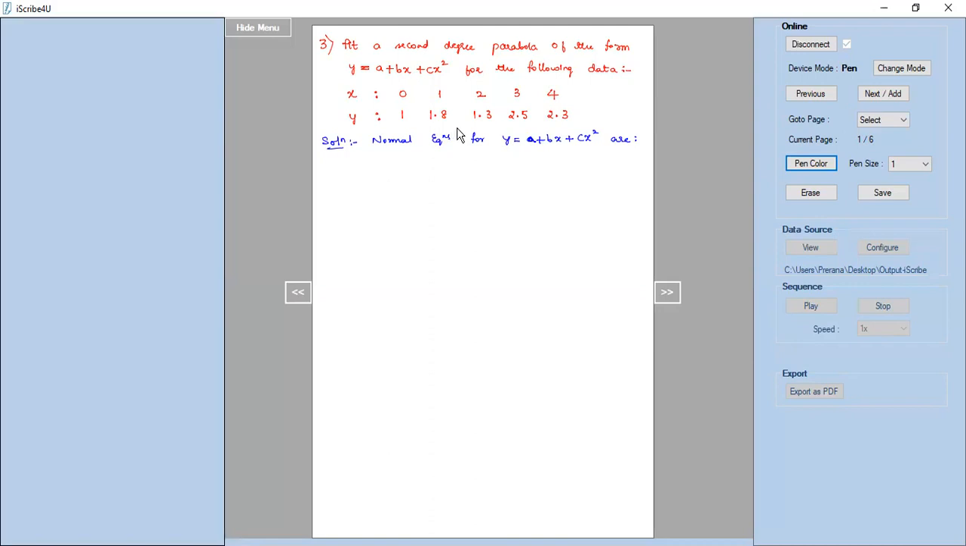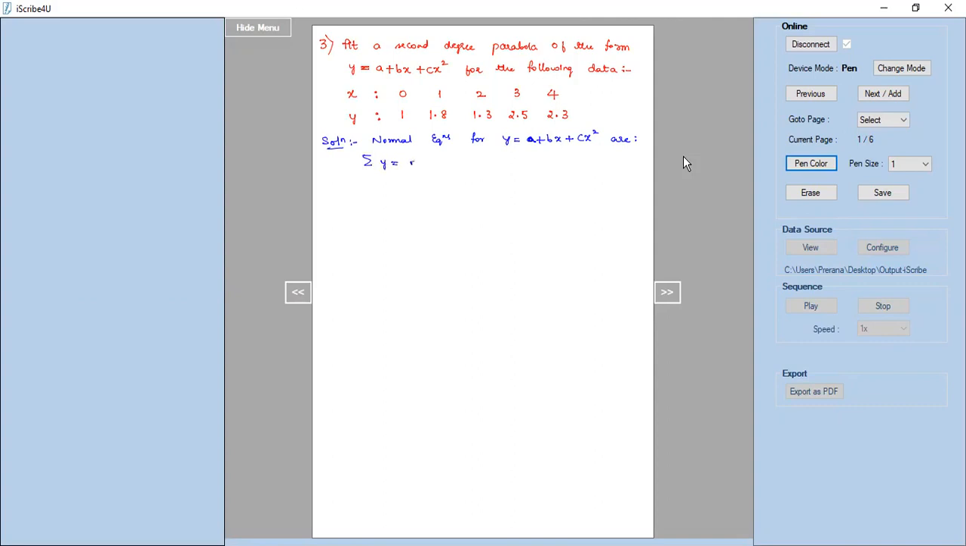We'll recall that first. Since there are three constants involved, a, b, and c, the first normal equation is obtained by taking sigma throughout. For the second one, multiply by x and take sigma. For the third equation, multiply by x square and take sigma. We'll do that respectively now. So first equation, take sigma directly.